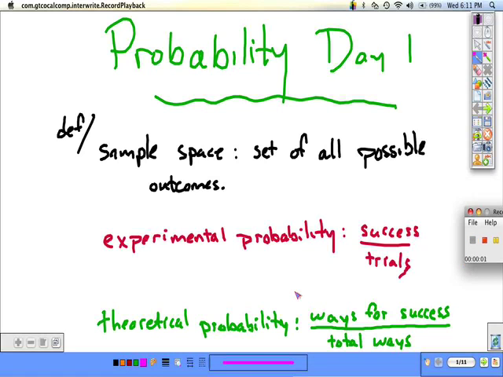Chapter 18, we start looking at probability and some terminology to define our sample space, experimental probability, and theoretical probability. Experimental probability implies that we're performing an experiment and our probability is based on the outcomes of those trials. Theoretical probability is based off of the different ways that something possibly could happen and the different possibilities for success.